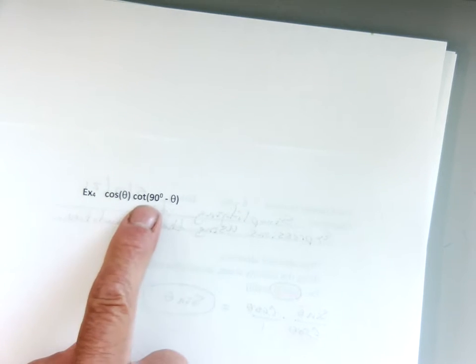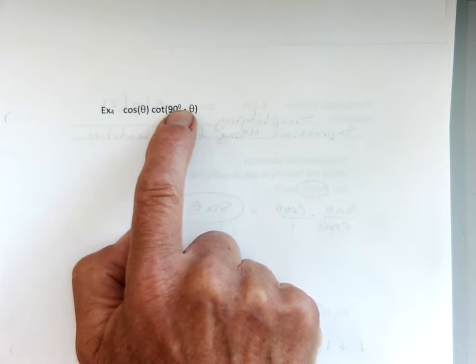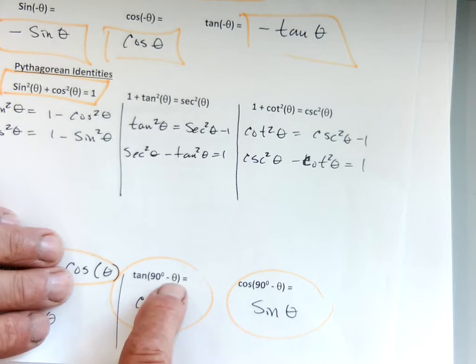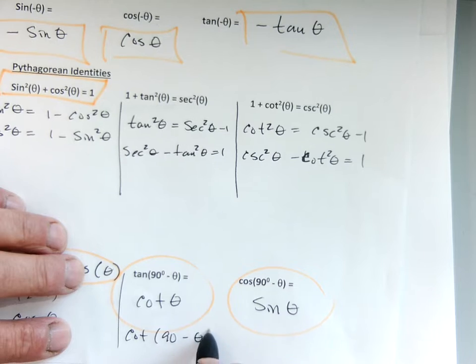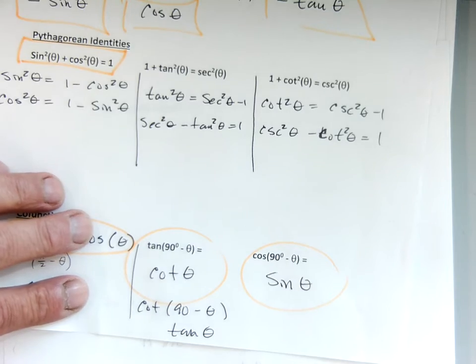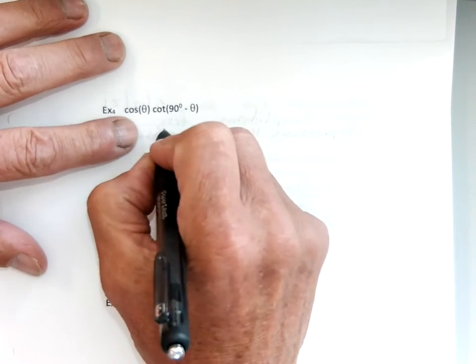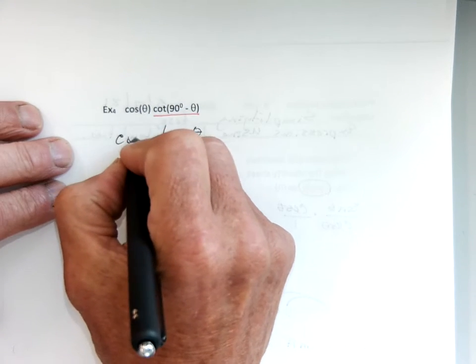All right. Let's see. Example 4. I think I've seen this in my notes somewhere. Cotangent of 90 minus x. Well, cotangent of 90 minus theta has got to equal a tangent of theta, right? That makes sense to me, doesn't it? So let's rewrite that as a tangent of theta, okay? That's called my co-angle formula. And then that's times cosine of theta, okay? So I just used my co-function.